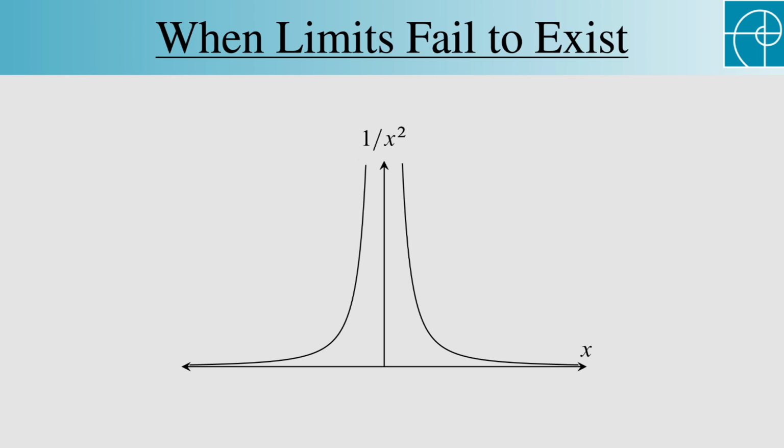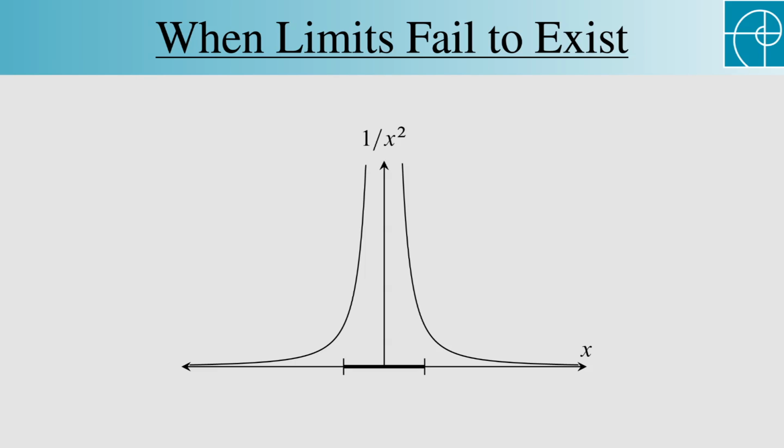Another special case of a limit failing to exist is when the function approaches positive or negative infinity at a particular point, which is another way of talking about vertical asymptotic behavior. Let's look at how the function 1 over x squared behaves as x approaches 0. This is a case where the point in question isn't in the domain of f, but remember that that has no effect on our ability to talk about the limit at that point.